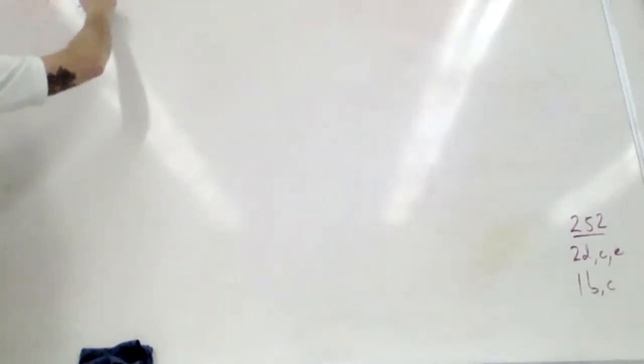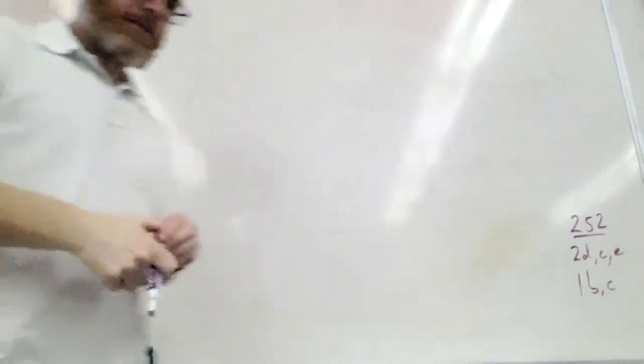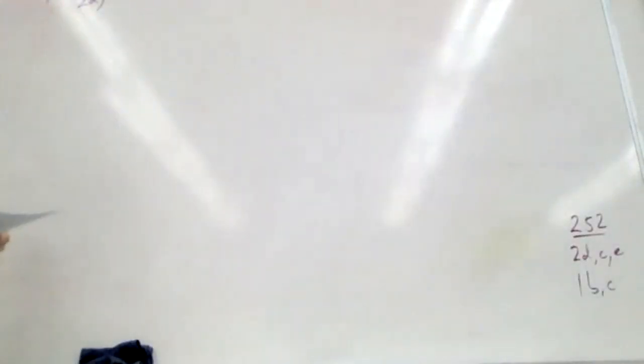2 A B C D. Look how quick I did the alphabet. Oh, no, I lost the page. What page is all this on? 252. C? No, we just did C, right? D.